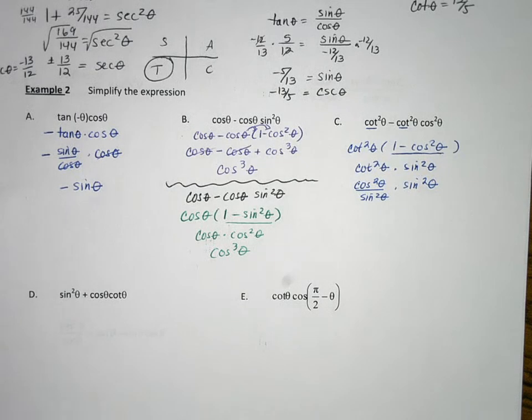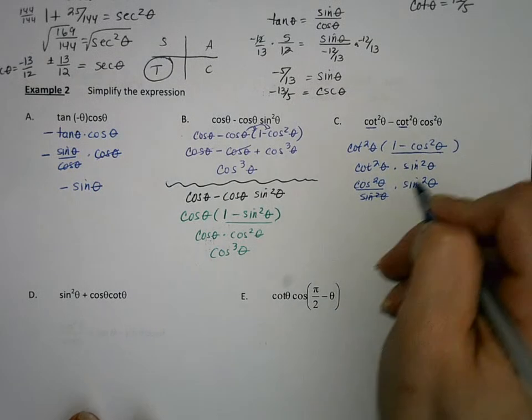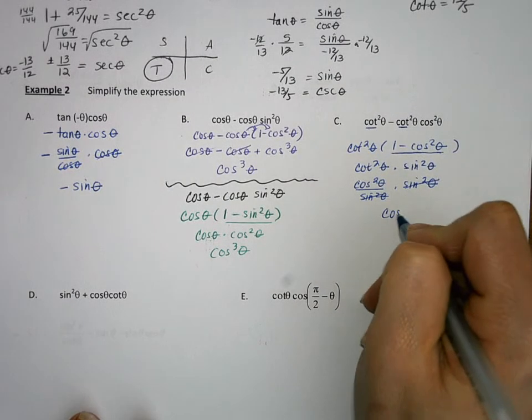Now what? My sine squareds will cancel. And we're left with cosine squared.